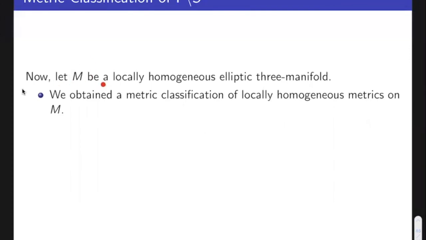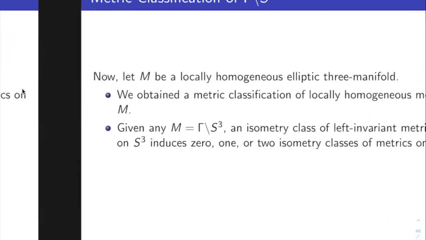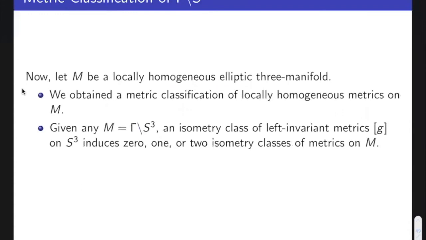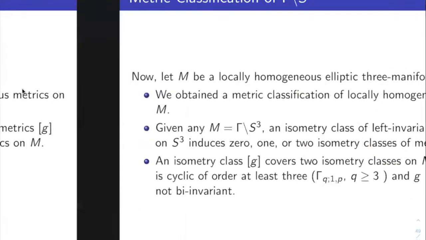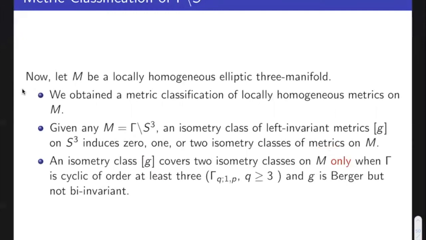So now let M be a locally homogeneous elliptic three-manifold, okay? And we obtain a classification of locally homogeneous metrics on M. I'll show you the table later. Right now, let me just say that given any M equals S3 quotient this group gamma, an isometry class of left invariant metric induces either 0, 1, or 2 isometry classes of metrics on M. And one isometry class covers two isometry classes only when the group you're looking at is cyclic of order at least 3, okay? And G is Berger, but not bi-invariant.